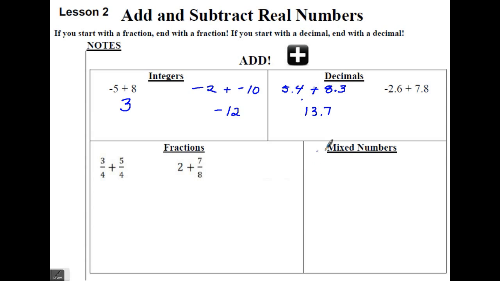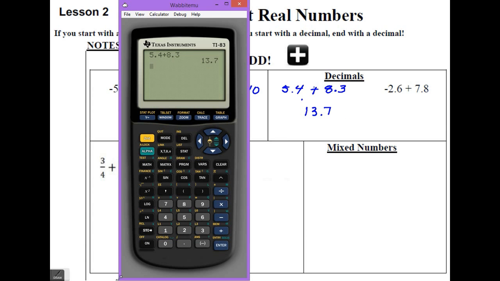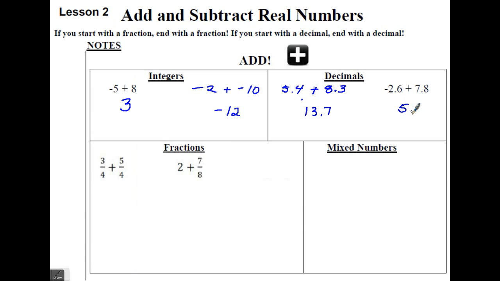Okay, let's now look at a negative decimal and a positive decimal. So we're going to use our calculator. Again, this is a negative, which means we use our negative symbol here, negative, and it will be 2.7. Oh, I'm sorry, 2.6, and positive 7.8. So that is going to add up to 5.2. So that would be our answer, 5.2. Okay. Let's look at fractions.